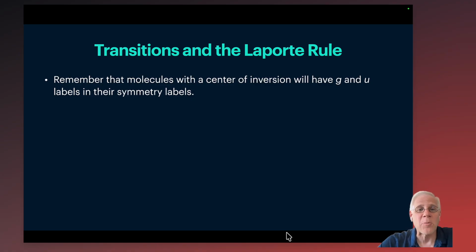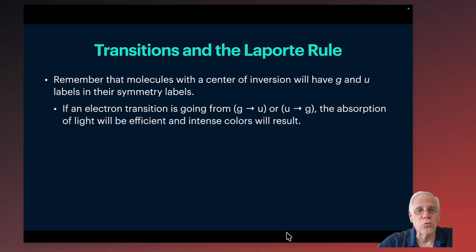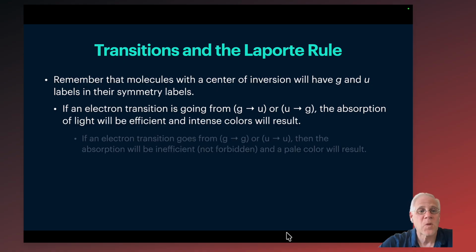So you have to remember that molecules with a center of inversion in their symmetry labels will have a G or a U in those labels. Remember, G means gerade and U means ungerade. And so if an electron transition is going from a gerade to an ungerade, or ungerade to gerade, G to U or U to G, the absorption of light will be very efficient and you'll get really intense colors. This is really common in dyes.